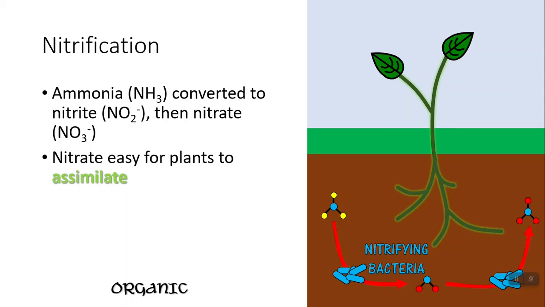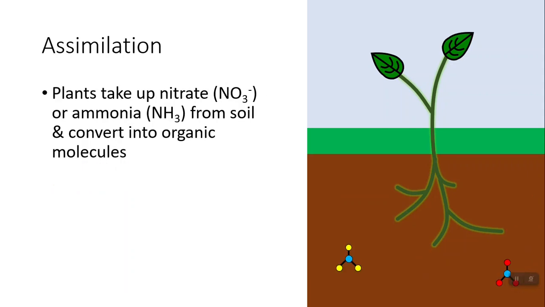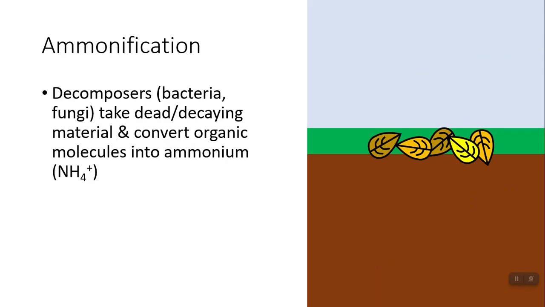Bacteria play a huge role in the nitrogen cycle, which is kind of what explains the meme that was on the first slide, if you want to go back and look at it at some point. So assimilation is the process of plants taking up usually nitrate, sometimes ammonia from the soil, and converting it into organic molecules. So they take it in, and they're going to make some organic molecules out of it. And this is still organic forms of nitrogen.